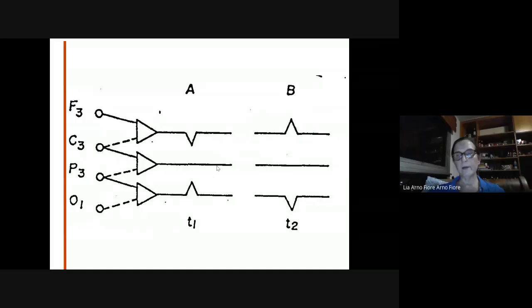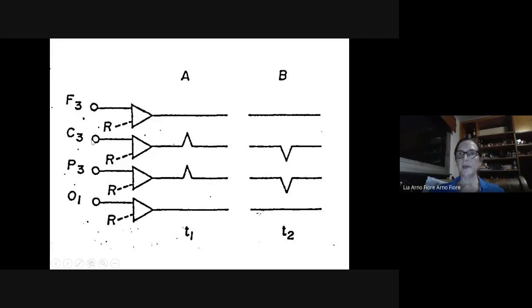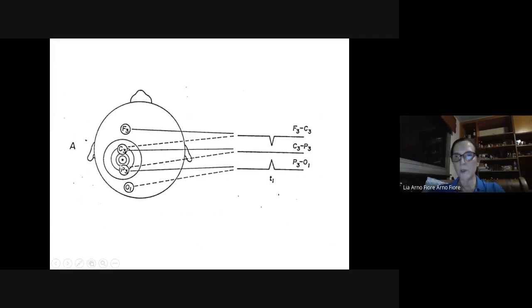Or they are equidistant to a focus, right? And here the same thing, look, C3 and P3 relative to referential have the same deflection, the same distance. So what happens is what we were thinking. Here C3 and P3 are equidistant from the most negative point, right? So they have the same electronegativity. That's why there's no deflection here.